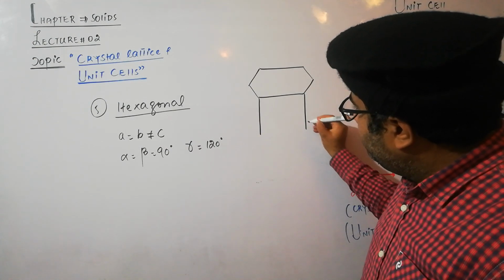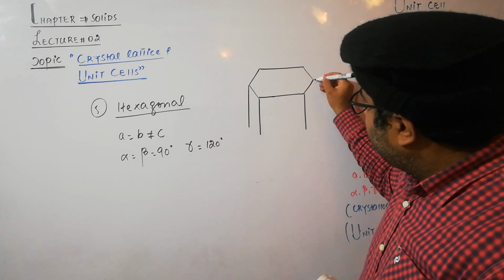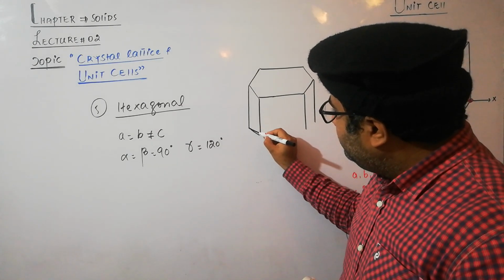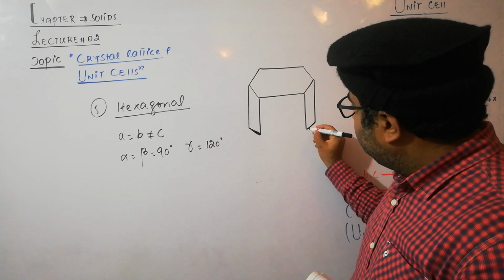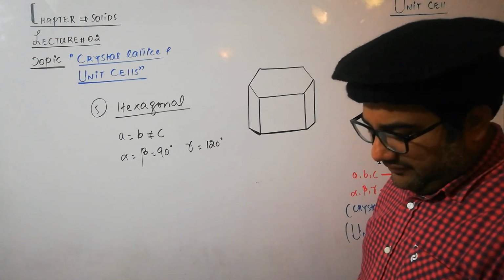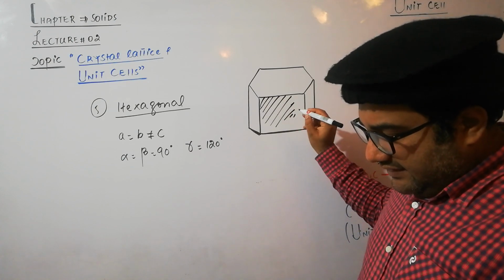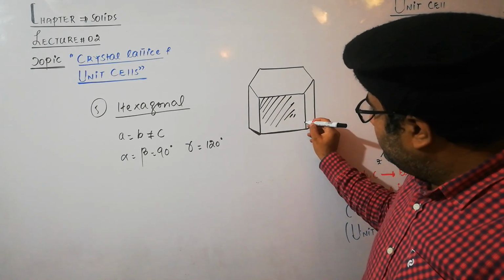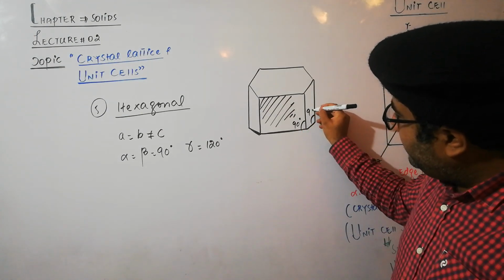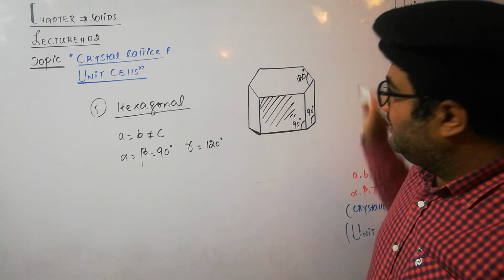There should be two lines here, and again two lines. Join them. So this one is the hexagonal type. And in this hexagonal type, this angle is 90 degree. This angle is also 90 degree. These are alpha and beta. But here is the gamma, which is equal to 120 degree.